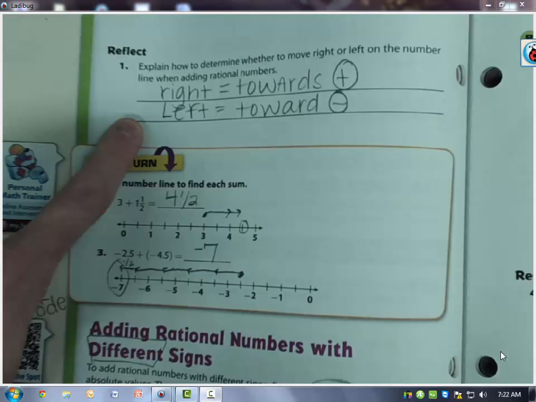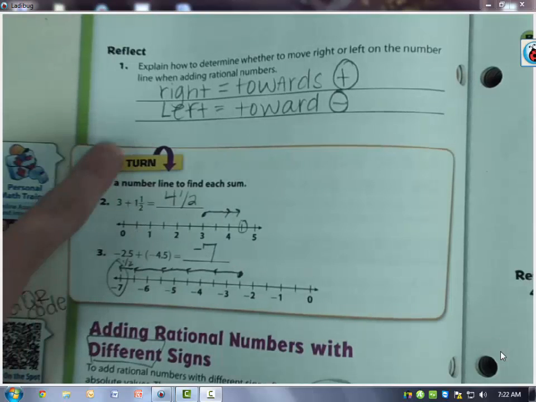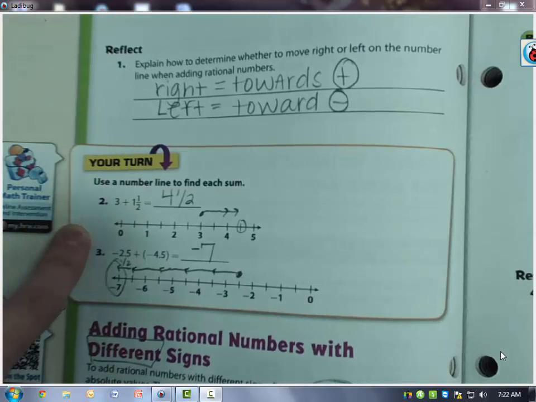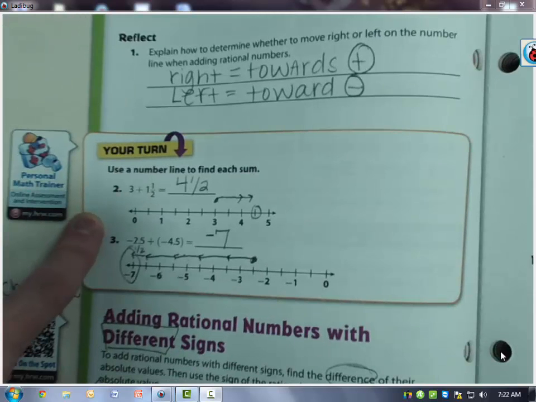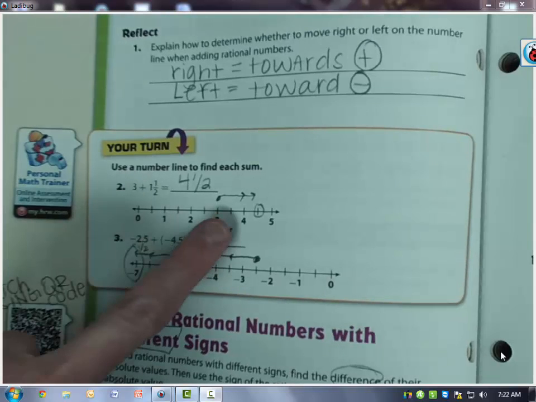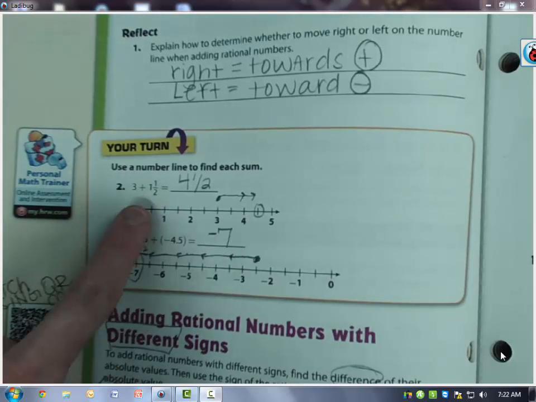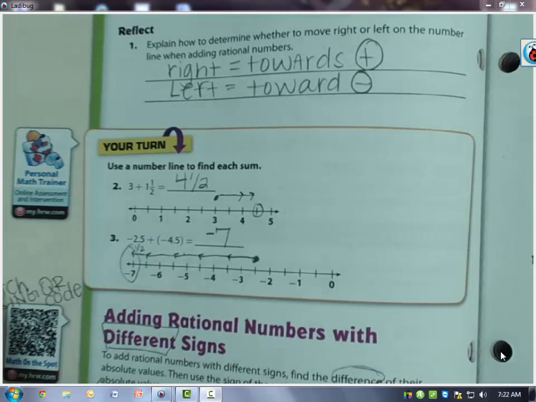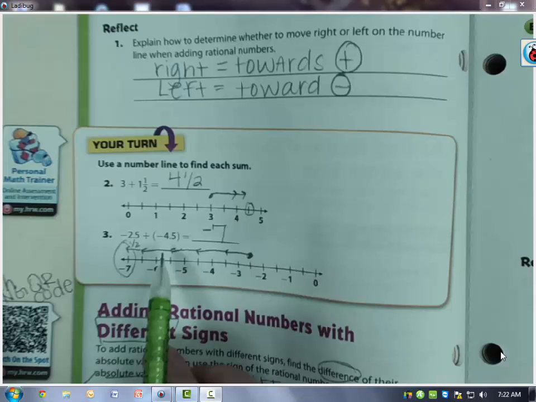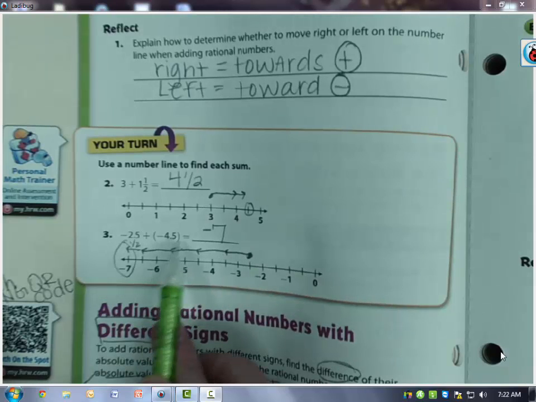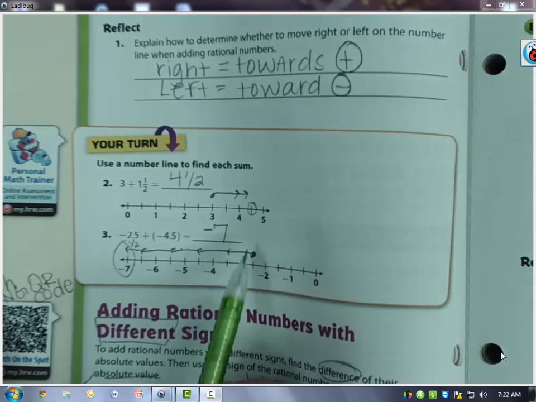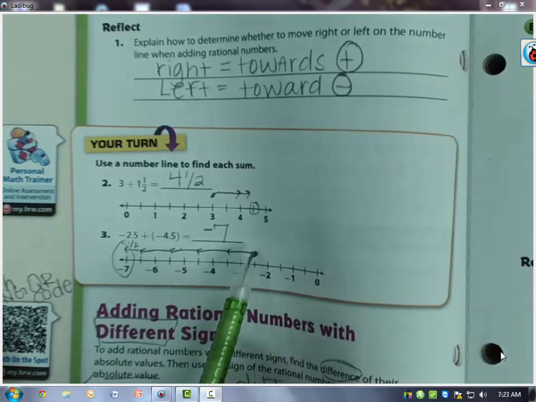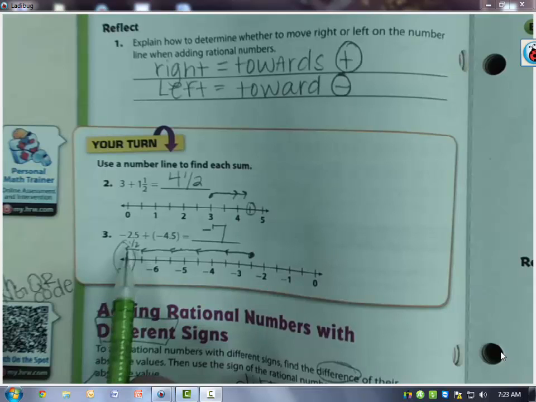You should have gotten 4.5 for number 2, because we started at 3 and we went over to the right, because plus means positive and plus means we're adding. So we're going over to the right. For number 3, we have 2 negatives, right? Adding like signs, we move on the number line to the negative. So I started at negative 2.5 and we moved over negative 4.5 and landed on negative 7. So if we have like signs with negatives, we're going to end up with a negative because we're moving towards the negatives on the number line.